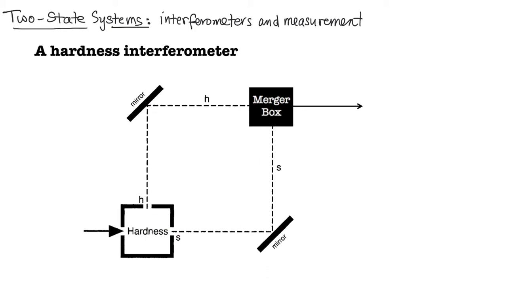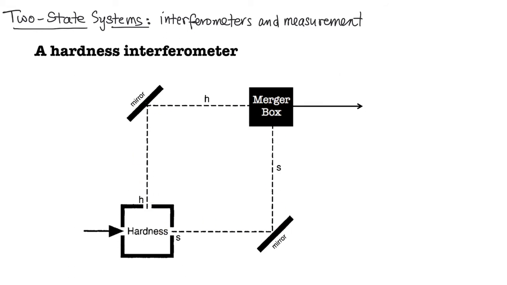Okay, so the goal here basically is to have one input and one output. Notice that's different than a hardness box, which has one input and two outputs, right? And the location of the output tells us about the value of that property. So if it comes out the top, that electron is hard. If it comes out the side, that electron is soft. But here there's only one output, okay? But there's two ways through the interferometer.